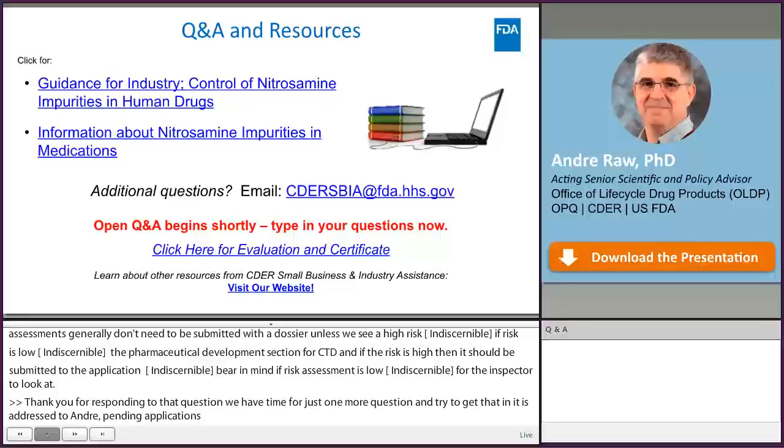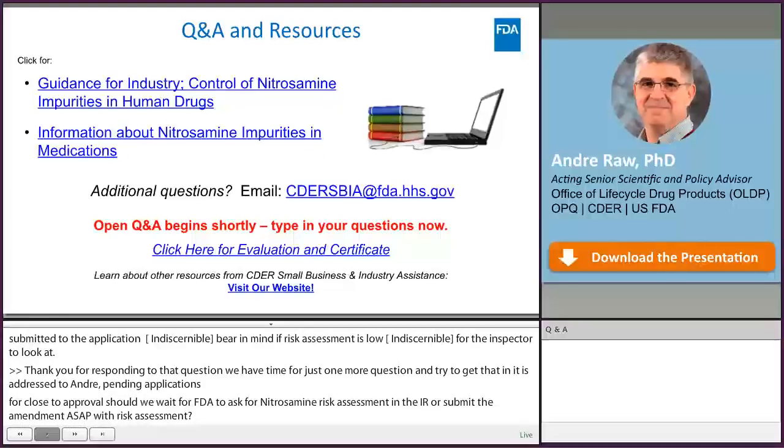It's basically a fundamental question about risk assessment, and the most important thing people need to realize is that whether it's a pending application or an approved application, you need to do the risk assessment. If the risk assessment is deemed to be low and there's no problem, you don't need to submit it to the application, whether pending or approved. But if the risk assessment is high and this is confirmed by testing, then yes, you should submit it. So it depends upon the context of the risk. If the risk is low, you don't need to do anything, just keep it at the facility. But if the risk is high and confirmed by testing, yes, certainly amend your application with that information.